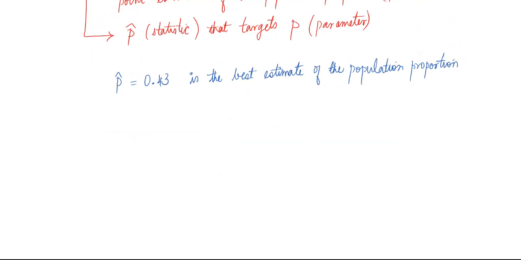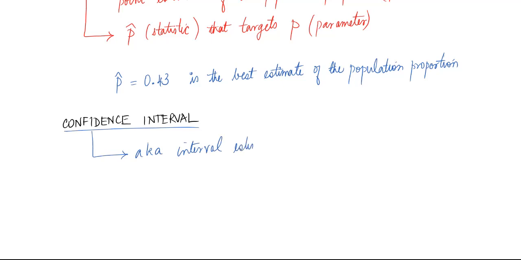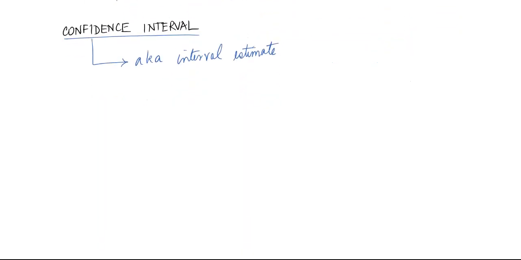Next, we talk about confidence interval. A confidence interval, also known as interval estimate, is a range of values, an interval of values, used to estimate the true value of a population parameter.